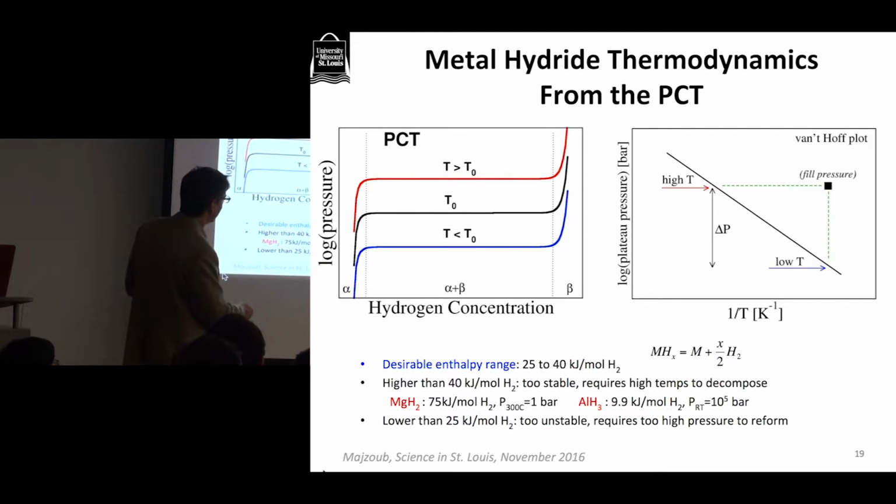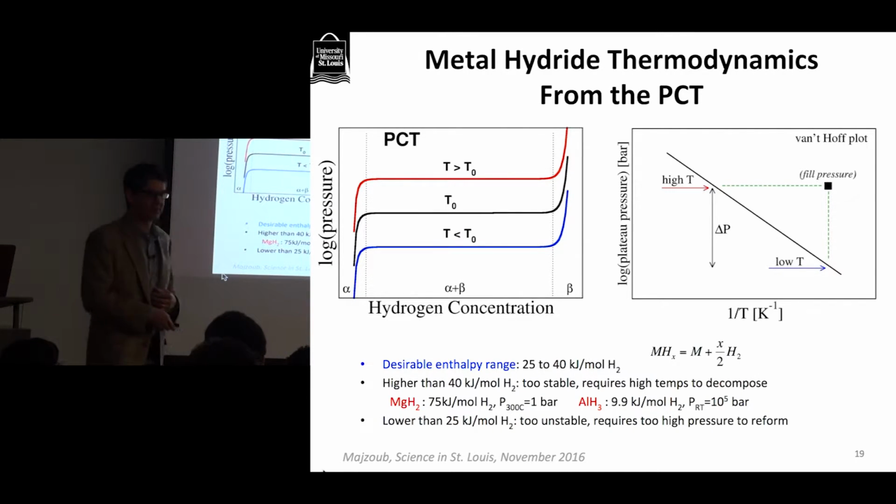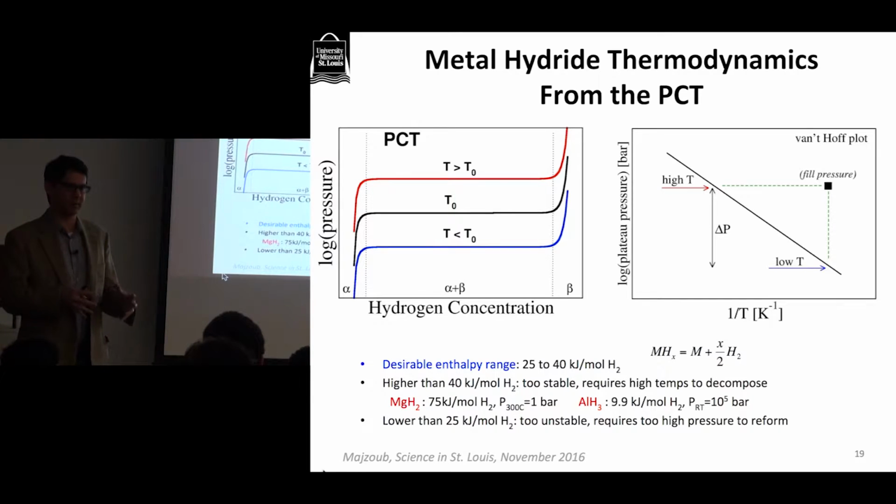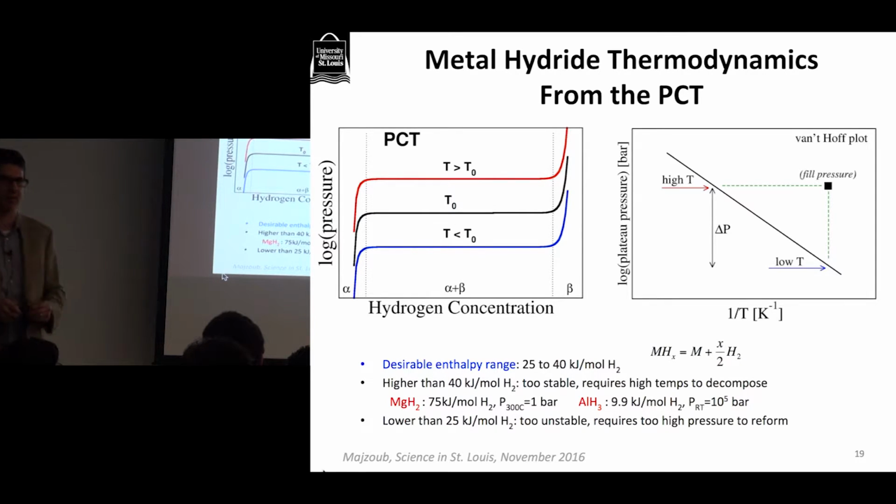So I'm showing here a simple chemical reaction. I have metal hydride, MHx, going to metal plus some number of gas hydrogen molecules. And with that reaction, there is a corresponding enthalpy, or heat of reaction. And it depends whether you go forward or backward.